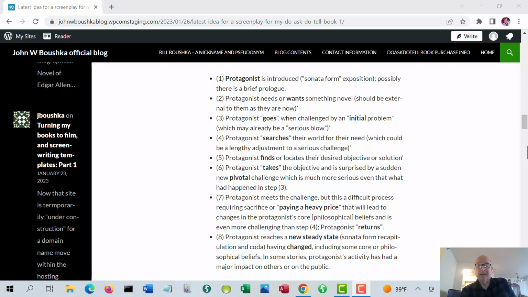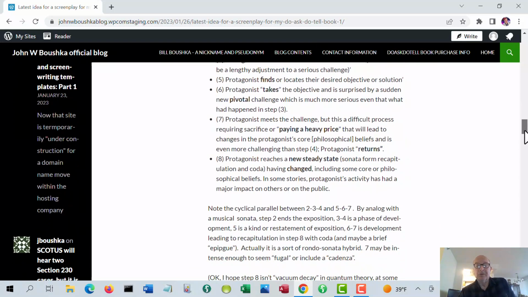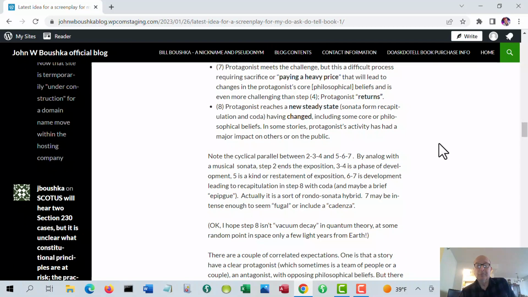Now, I've said that this is sort of like the sonata form in music, where the first stage, maybe the second, are like the exposition, and then you have 2 development cycles, 3, 4, and 6, 7, because 3, 4, and 6, 7 sort of parallel each other, with 6, 7 being more intense. And then you have a recapitulation and a coda and maybe a prologue.